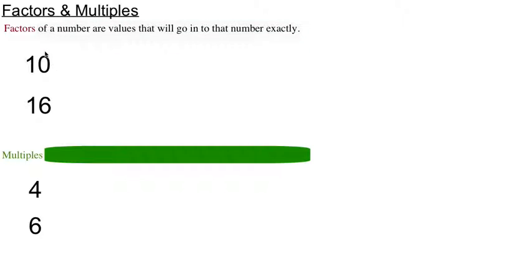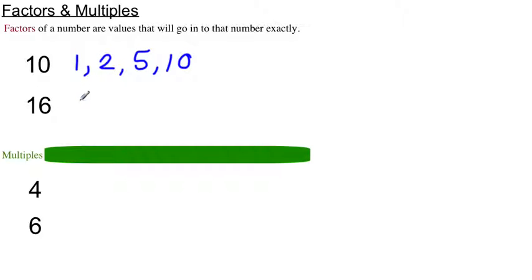Now starting at the number 10, the factors of 10 are 1, 2, 5 and 10, because 1 times 10 is 10 and 2 times 5 is 10.